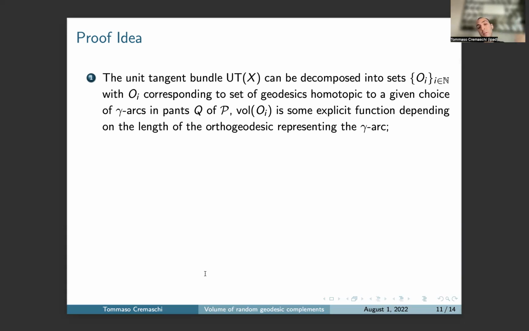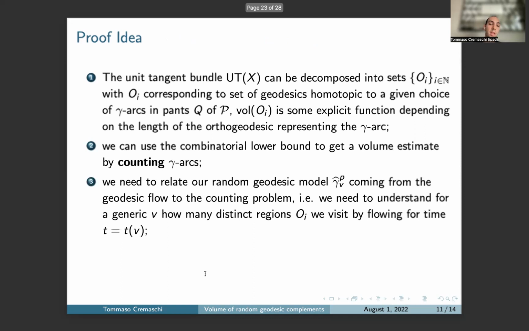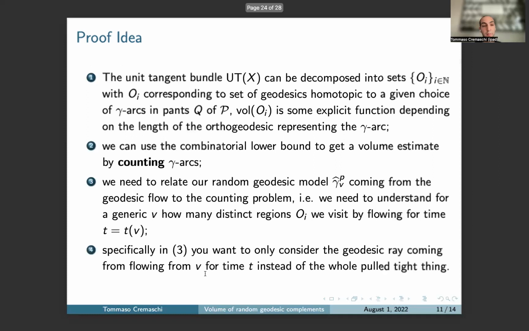So again, to repeat, O_I is just a set of geodesic arcs in a pair of pants that are homotopic to a given orthogeodesic. So this is some three-dimensional slice. Then you want to use the combinatorial lower bound, like I said before, to get the volume estimate by counting how many of your gamma arcs, as t gets large, fall into one of these O_I. And so the hard part here is how to relate this counting problem to our geodesic model. The main point is that we need to understand for a generic vector how many distinct regions O_I we visit by flowing for a long time.